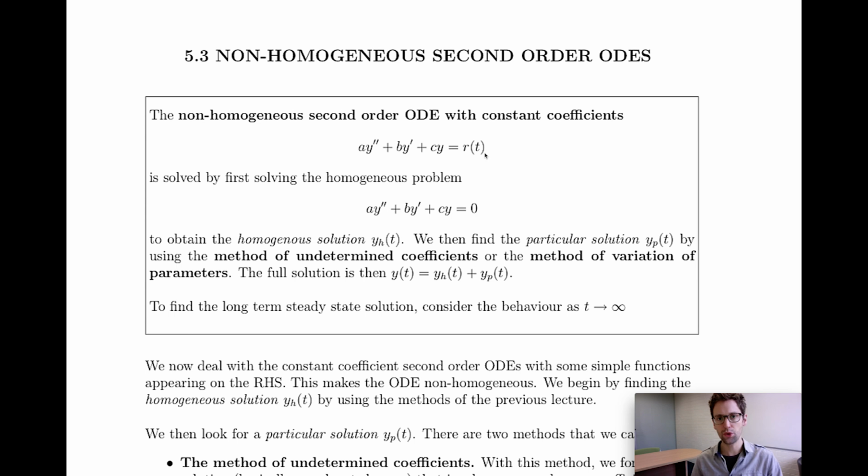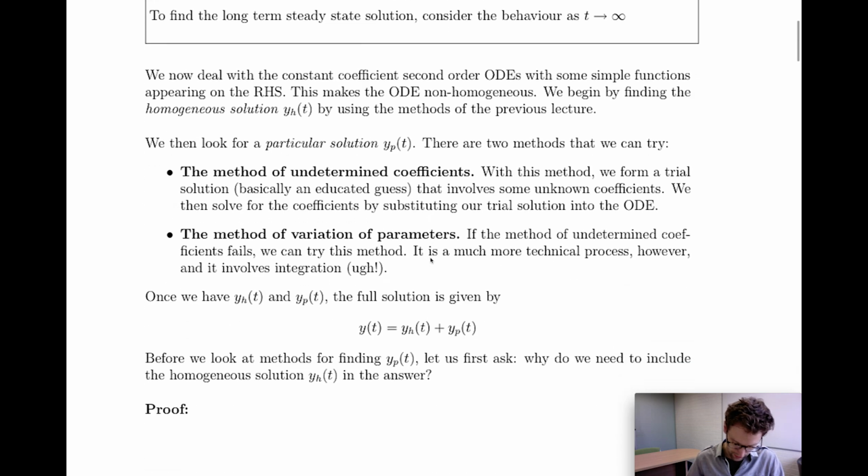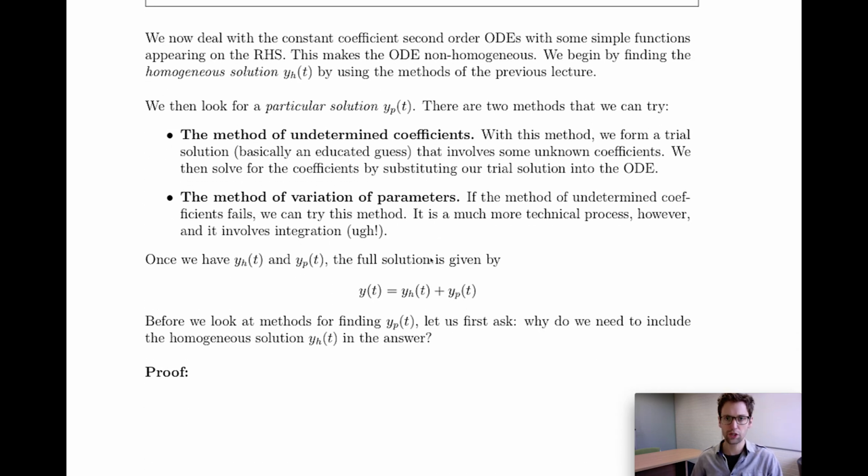Now we're going to see two different methods for solving non-homogeneous second-order ODEs. The method of undetermined coefficients and the method of variation of parameters. And the method of undetermined coefficients is going to be the one that we go to first. Basically, it involves making an educated guess about the form of the solution with some unknown coefficients and then substituting them into the ODE. The advantage of that approach is that we don't have to do any integration, so it's often a lot faster and easier.